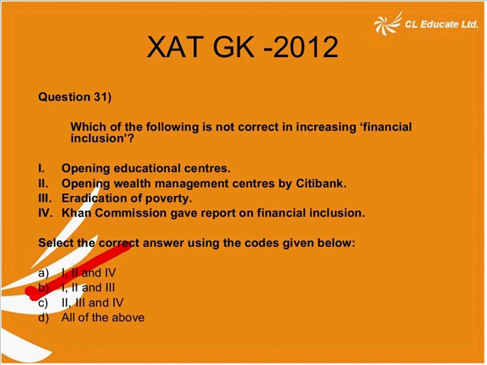Opening educational centers, this is for educational inclusion, not for the financial inclusion. Opening wealth management centers by Citibank certainly will not increase financial inclusion. Khan Commission gave report on financial inclusion? No. Eradication of poverty? No. And Khan Commission gave report on financial inclusion? This is correct. So overall, these three options are wrong, and this fourth option is correct. So which are incorrect? 1, 2, and 3.